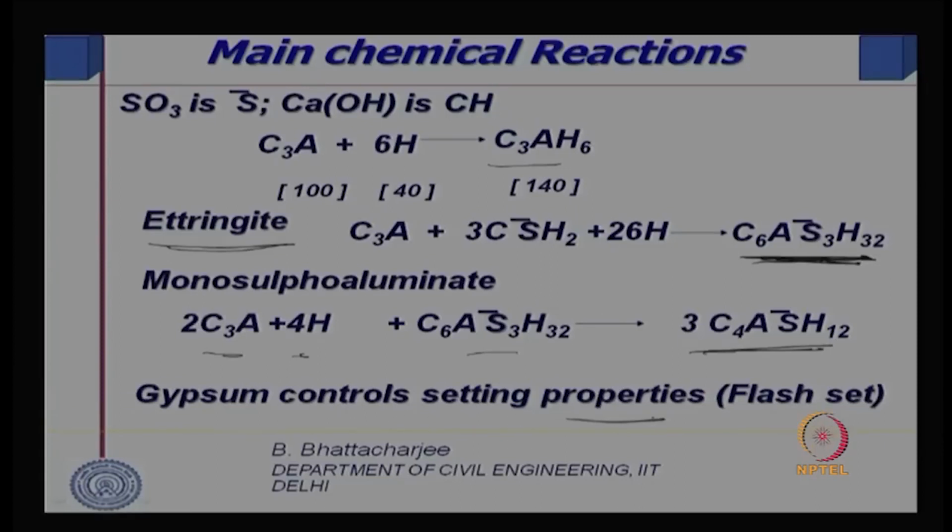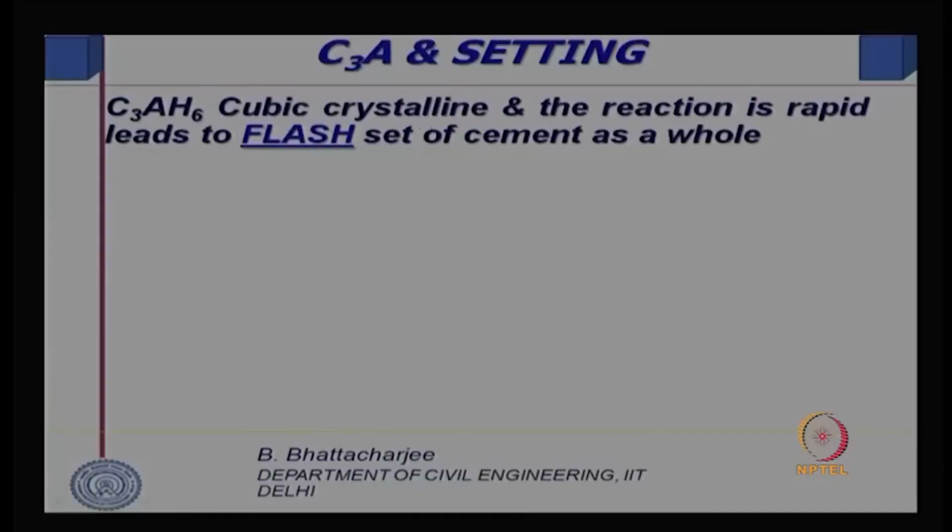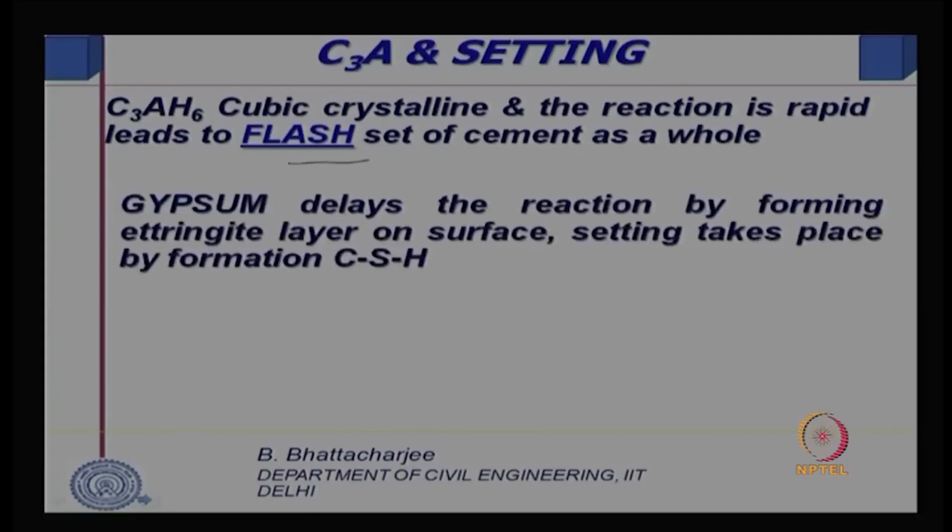Gypsum control setting properties, we will discuss this sometime later on. What happens is, if you do not have gypsum, then C3A quickly reacts with water and can result in what is called flash set, and too much gypsum, on the other hand, can result in what is known as false set. We will come to that. So, C3A, a cubic crystalline phase, reacts rapidly and leads to flash set of the cement as a whole, and it is not desirable because this flash set does not allow C3S and C2S to react.